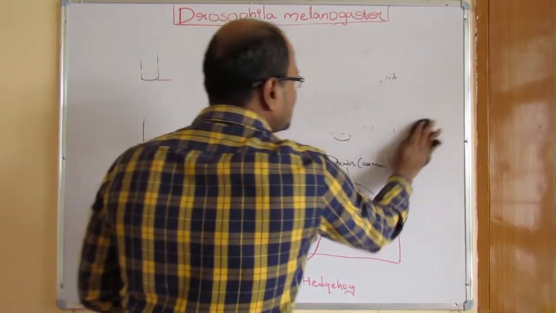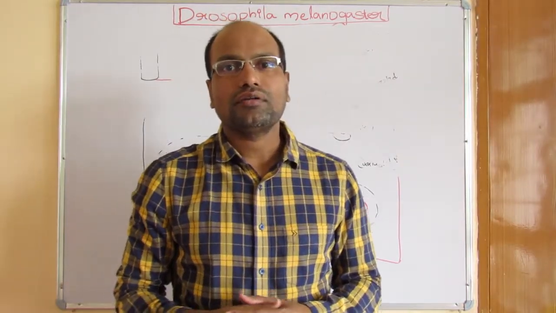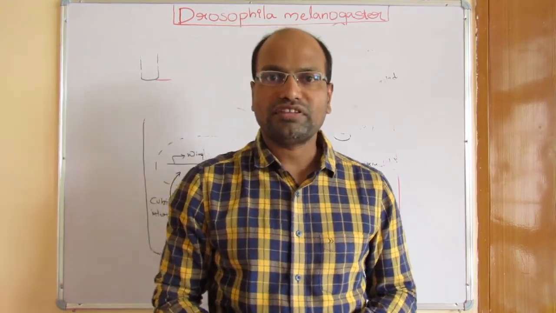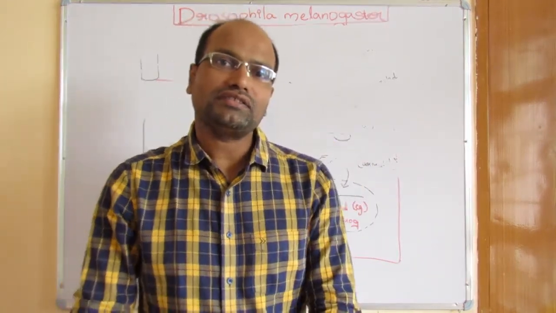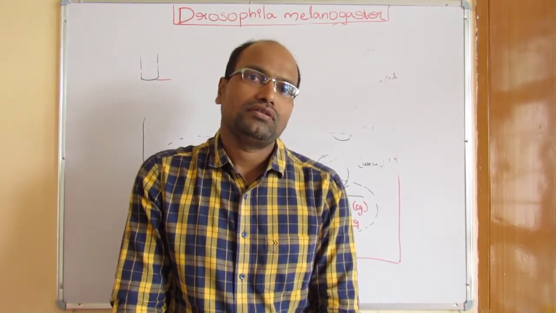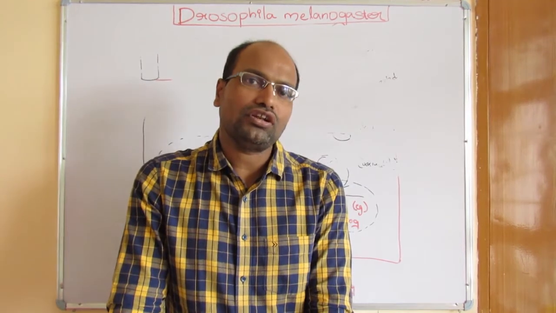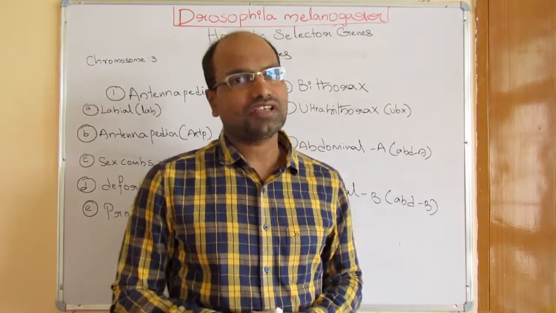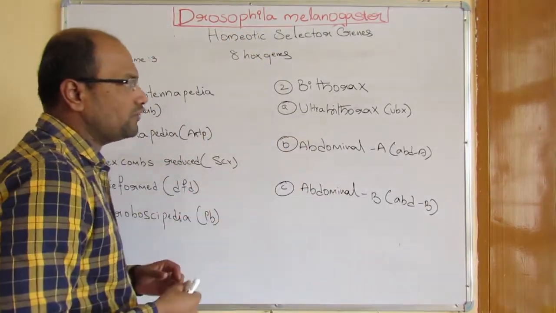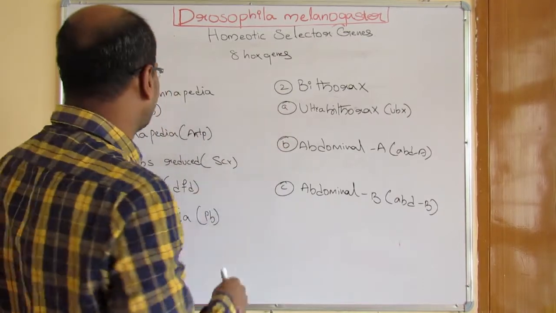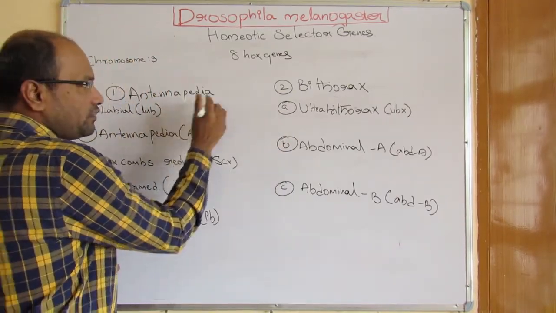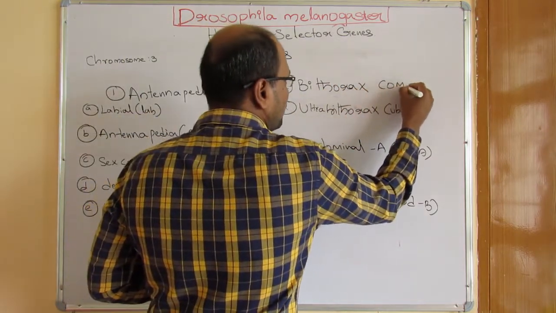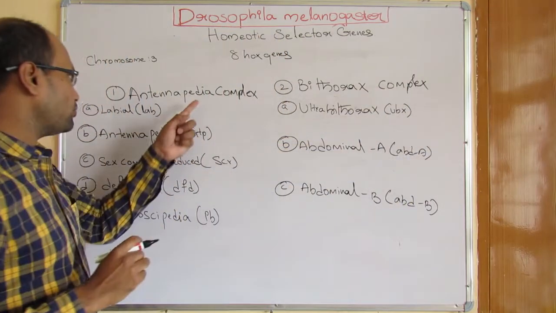Homeotic selector genes. So these homeotic selector genes are present on chromosome number 3 in two regions, and it contains around 8 homeotic selector genes, which are denoted as HOX genes. There are two groups of homeotic selector genes, which have 8 HOX genes altogether. These groups are the antennapedia complex and the bithorax complex.